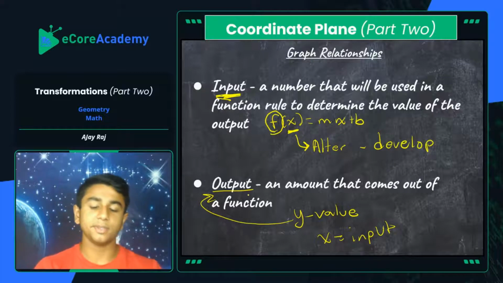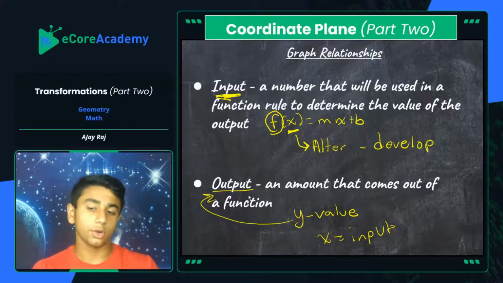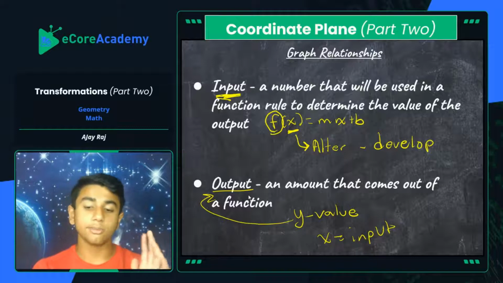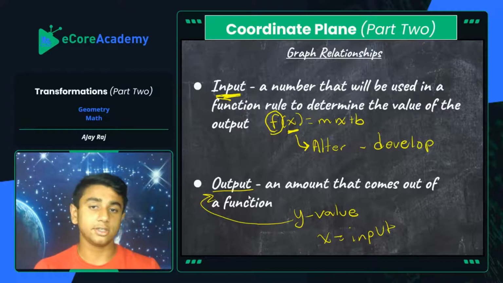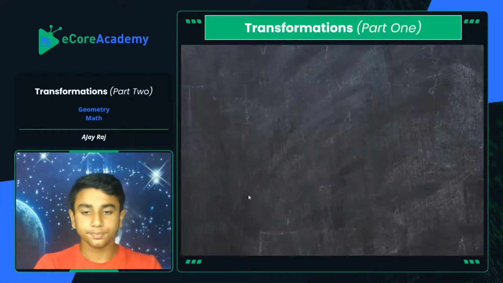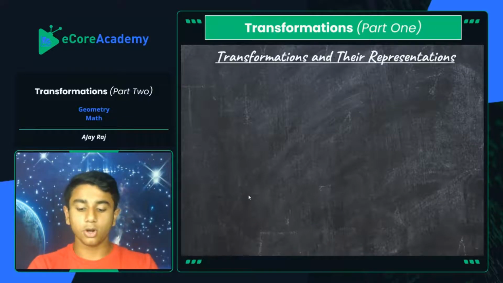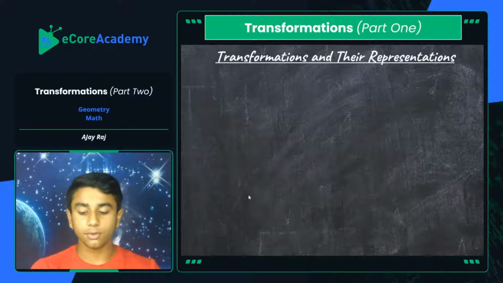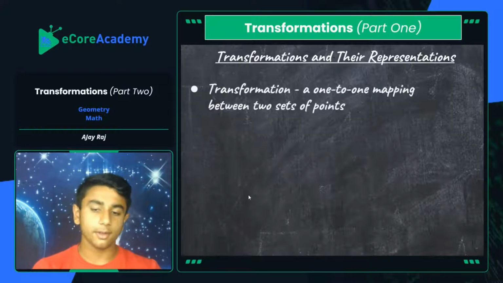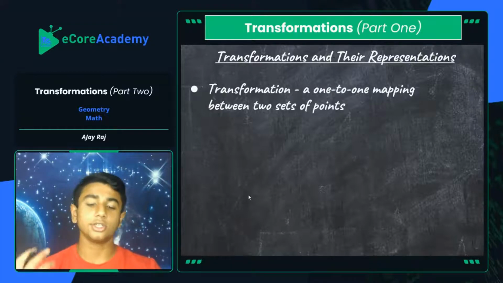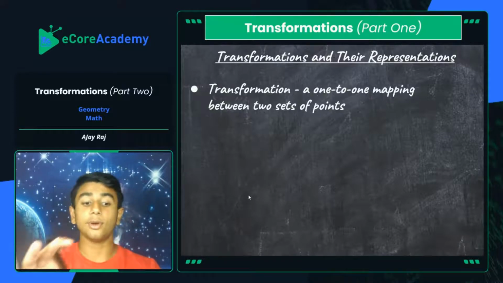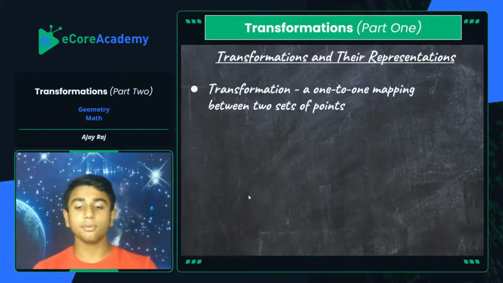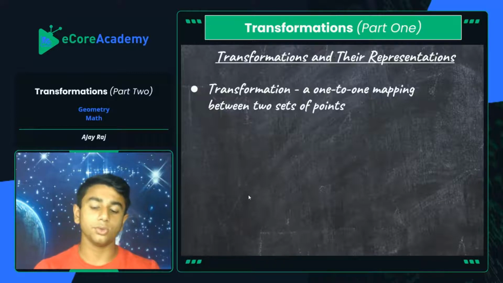So now that we have these basics of coordinates and coordinate planes involved here, let's move on to what the whole theme of today's lesson is about: transformations. Transformations, part 1. We're going to look at transformations and their representations on the graph. If you haven't referred to my first video, and also just as a recap for those of you who have watched it, a transformation is basically a one-to-one mapping between two sets of points.